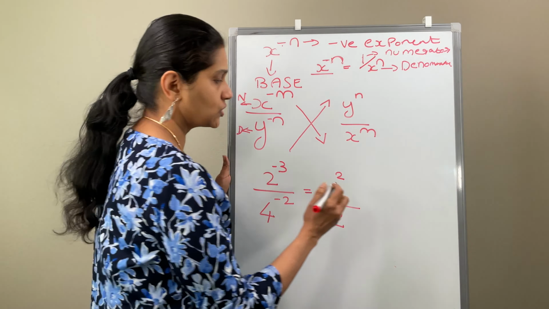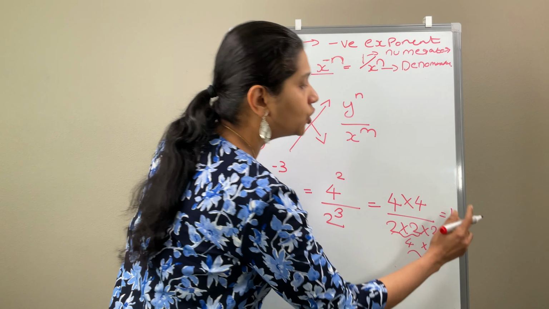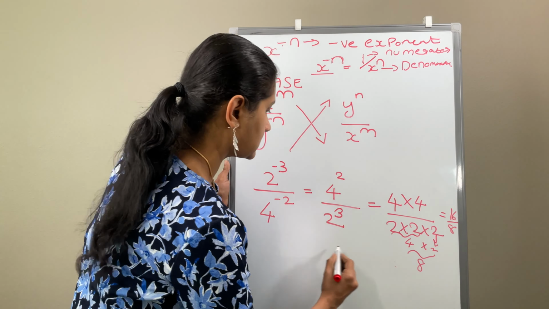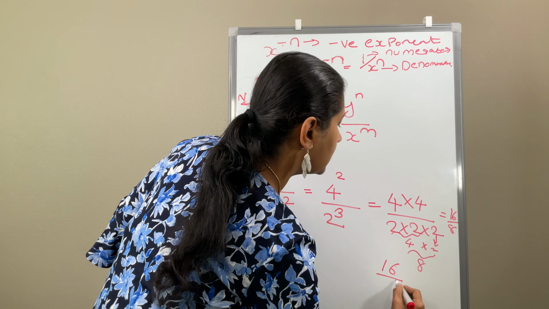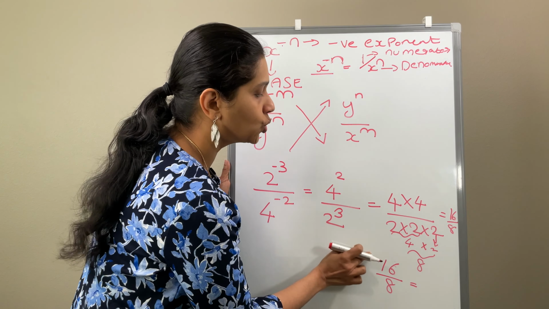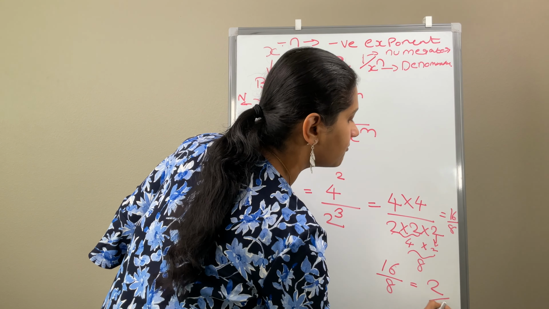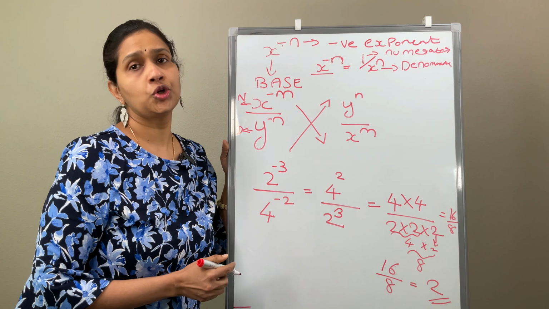2 times 2 times 2. What is 4 times 4? It is 16. And how to solve this? 2 times 2 is 4, and bring this 2 down. 4 times 2 is going to be 8. And you know how to solve 16 by 8. 16 divided by 8, you simply get 2, since 8 2s are 16. So if you simplify, you will get the answer 2.